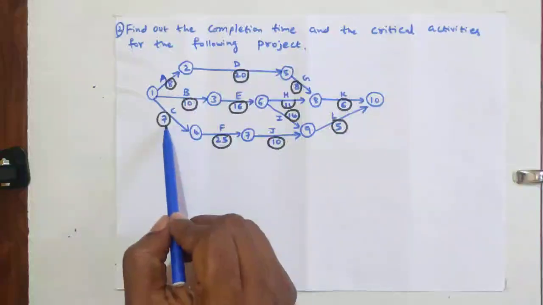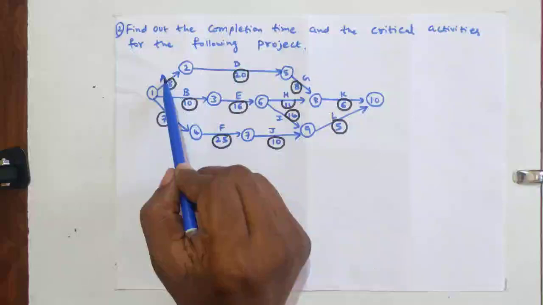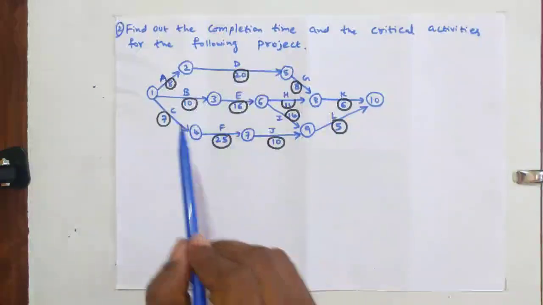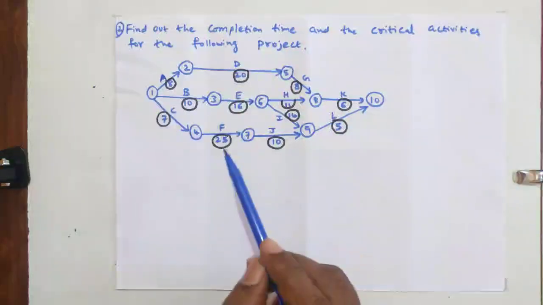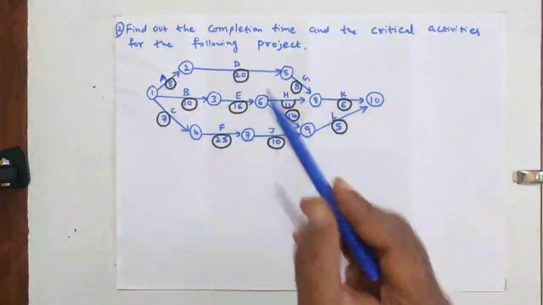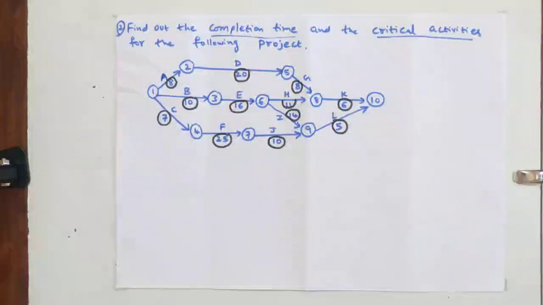Duration 7 is the duration of activity C. Similarly, 8 is the duration of activity A, and 20 is the duration of activity D. Like this they have given the durations, activities and events. They are asking us to find out the project completion time and critical activities for the following project.